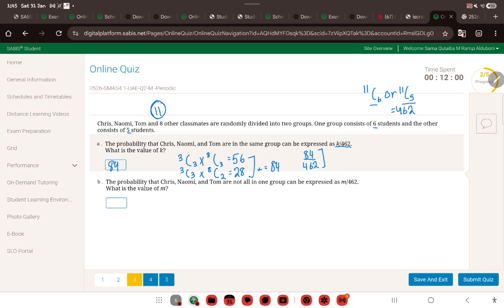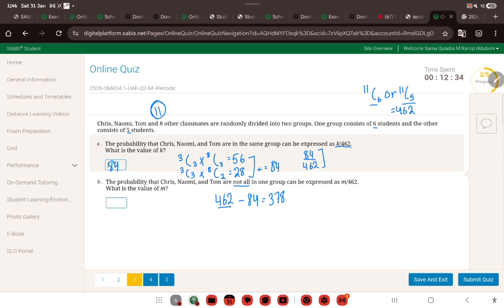The probability that Chris, Naomi, and Tom are not all in one group can be expressed as m over 462. If you think about it, Chris, Naomi, and Tom not in the same group is the opposite or the complement of them all being in the same group. So you do 462, which is the total, minus 84. So we do 462 minus 84, we get 378.